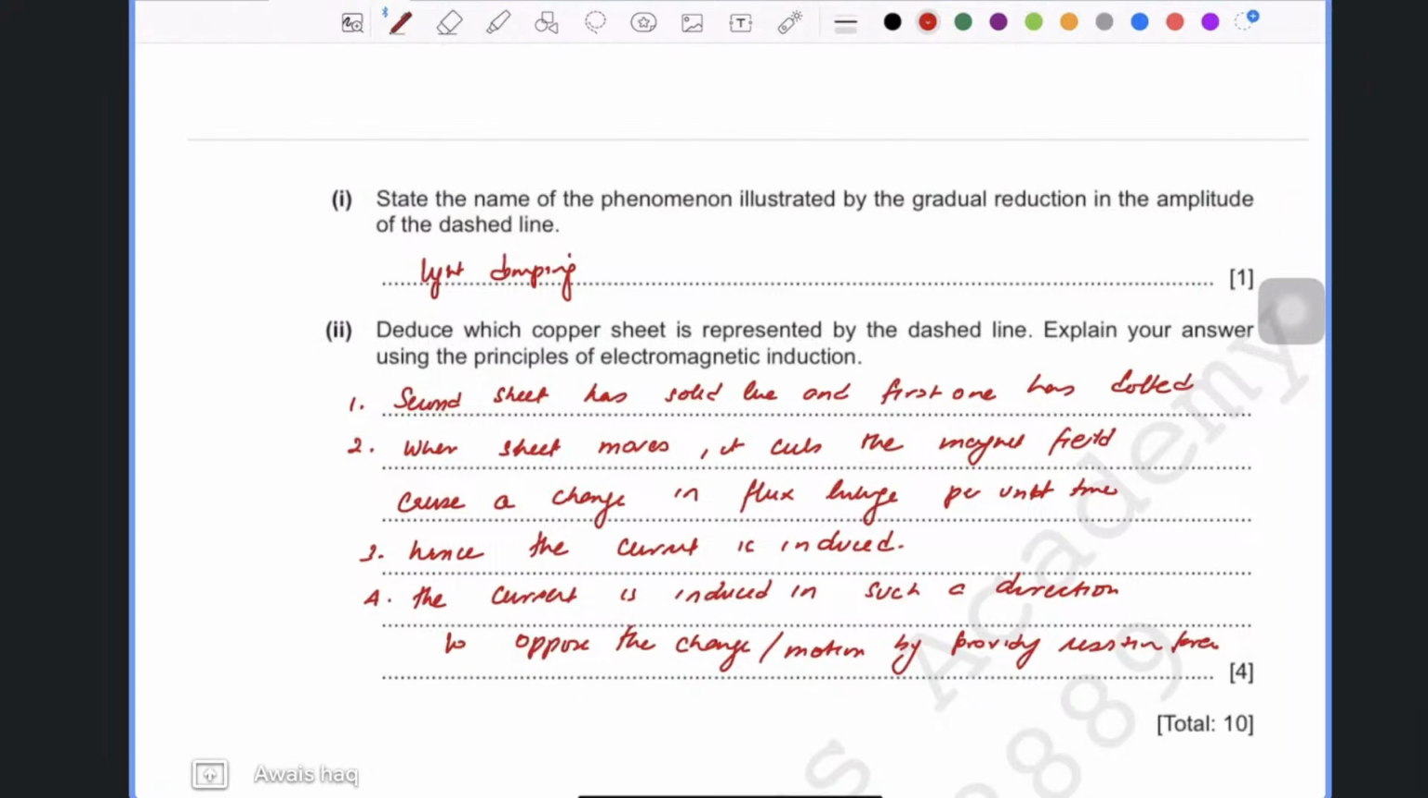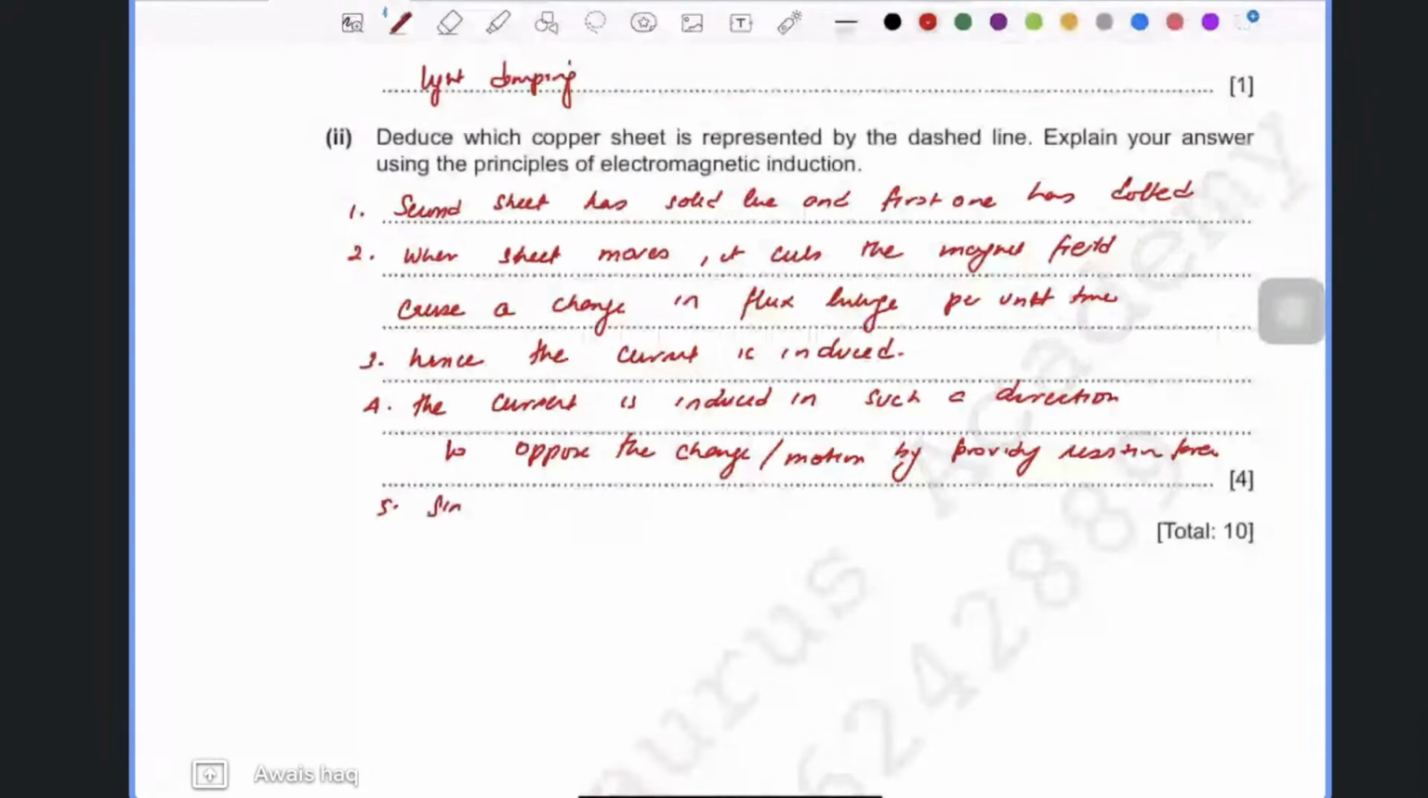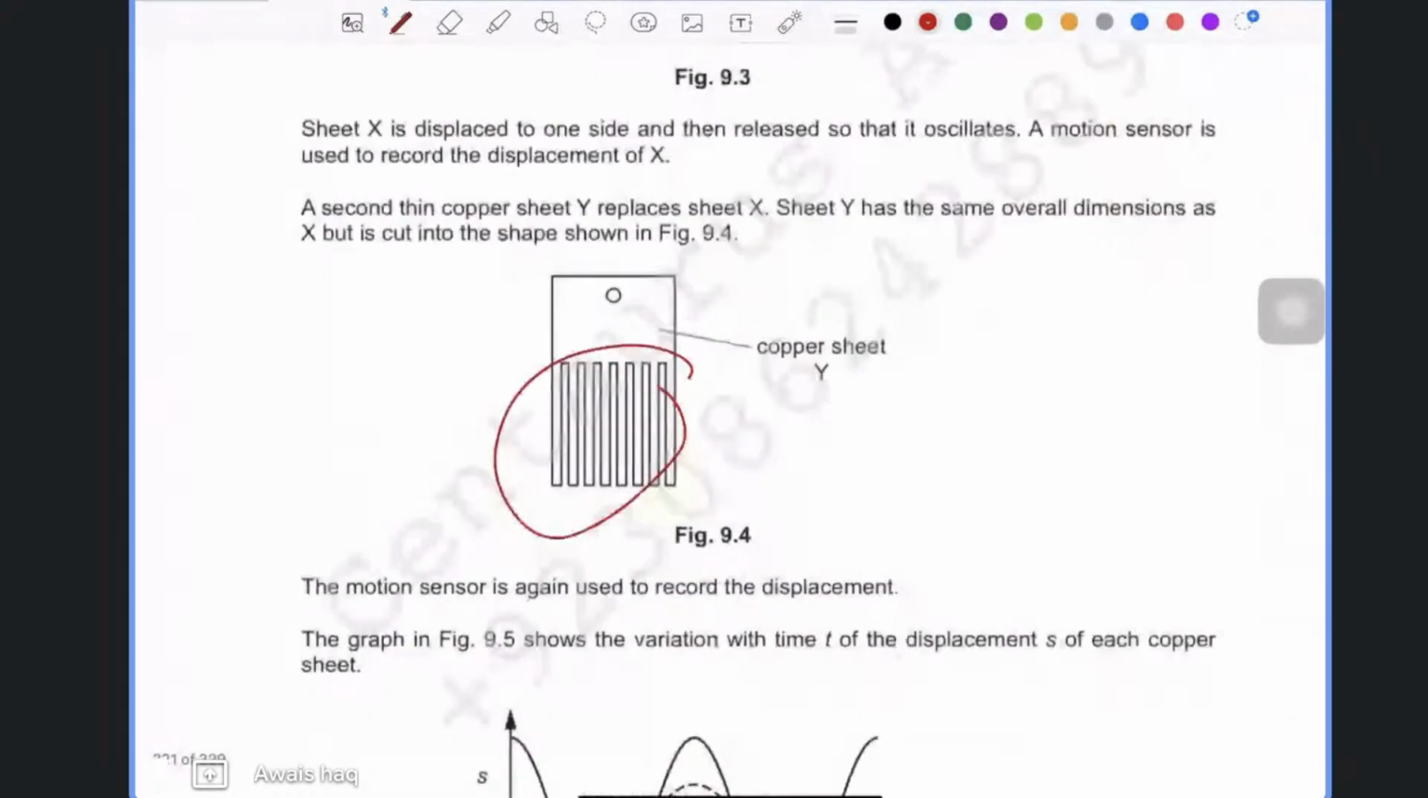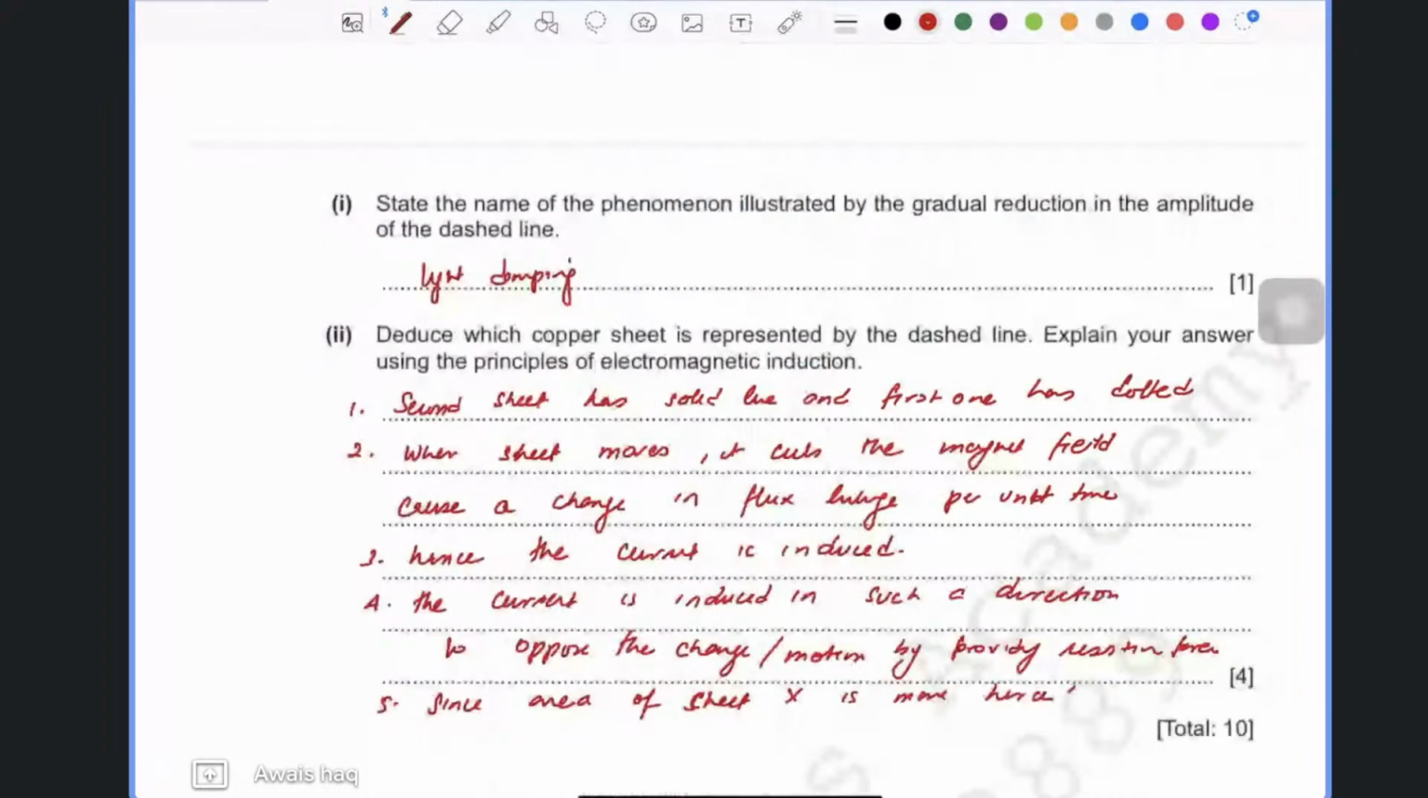Now, since the area of the sheet, what sheet is that? Sheet X is more, hence greater current is induced, and so the resistance is higher. Do you guys understand this?